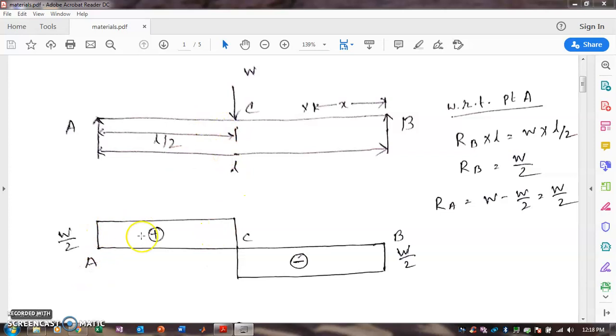And now we can get it from both the sides. If the point X is here, we can calculate either from LHS or RHS. And if we take the RHS, there will be two forces, RB upward and W downward. So the resultant force will be plus W by 2 downward.